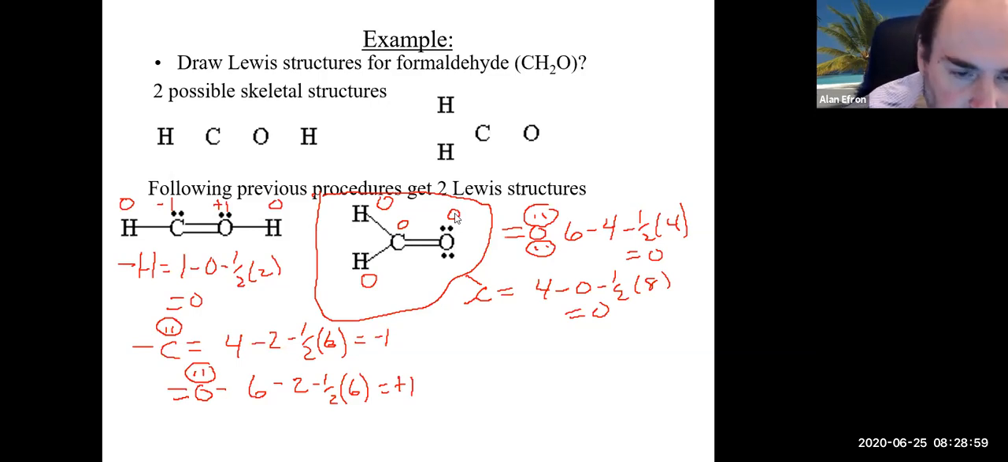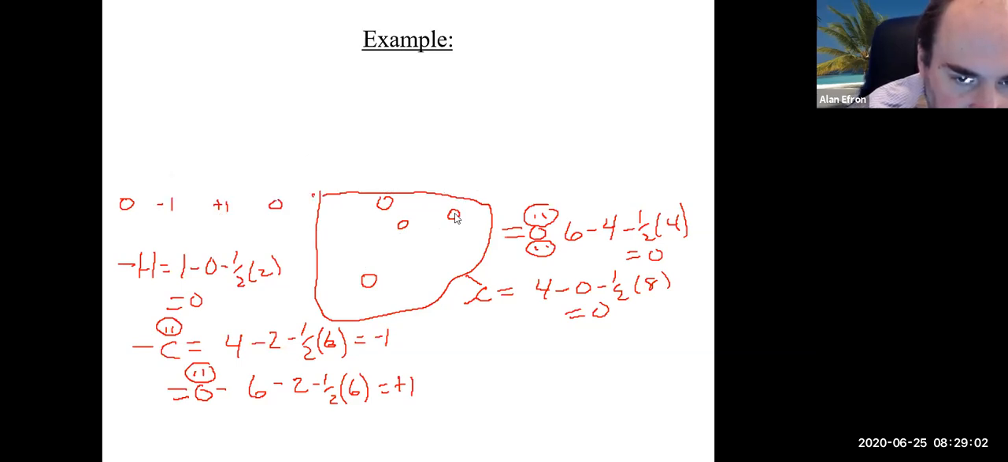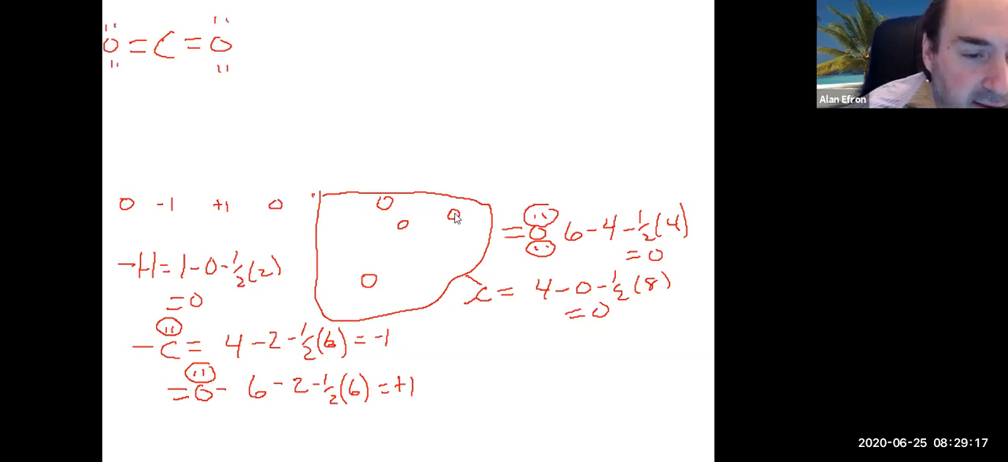So let's look at a couple more examples of doing that. Let me clear off some space here. So why don't we do CO2, carbon dioxide. Okay, so why don't you do the formal charge on each of these and again decide which one would be the better structure.